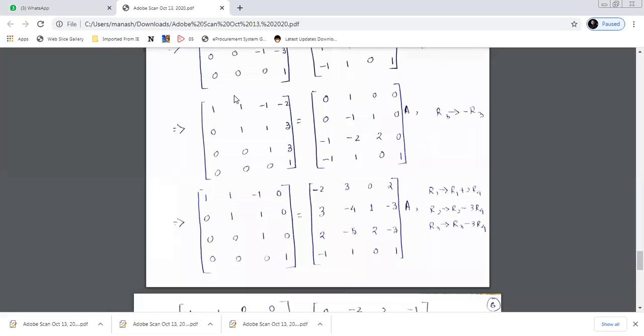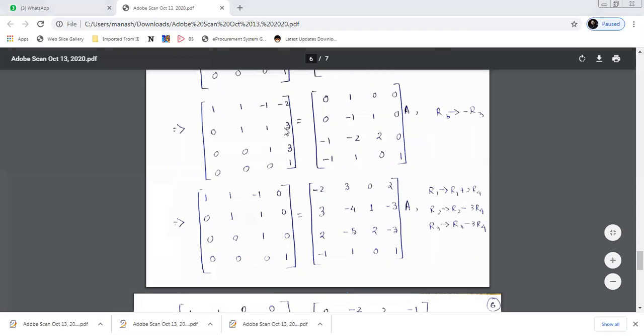See how? Row 1 tends to row 1 plus 2 row 4, so that these elements become equal to 0. See here, minus 2 plus 2 into 2, 2 into 1, so it is equal to 0. Same way, row 2 tends to row 2 minus 3 row 4, so that this element is equal to 0. 3 minus 3 into 1, so it is 0. Same operation here also: row 3 tends to row 3 minus 3 row 4.